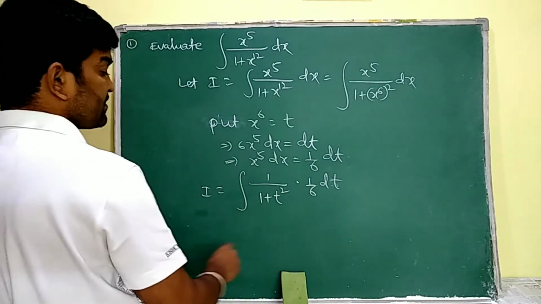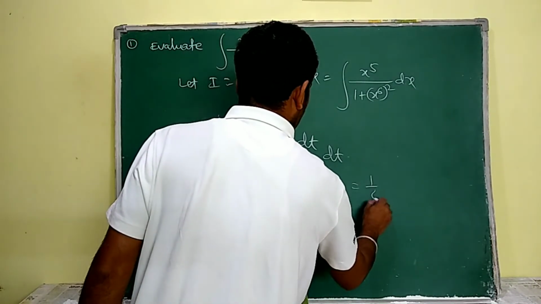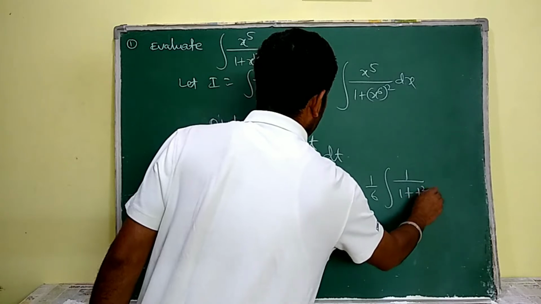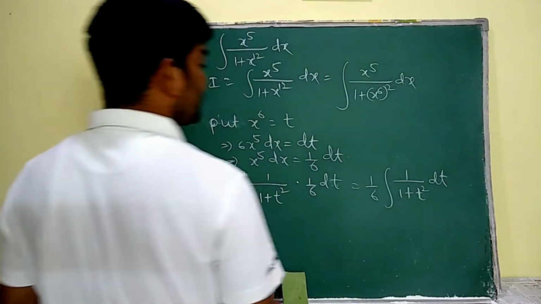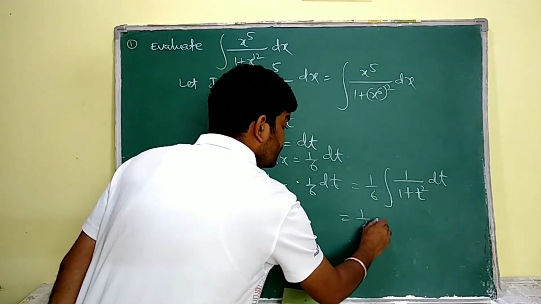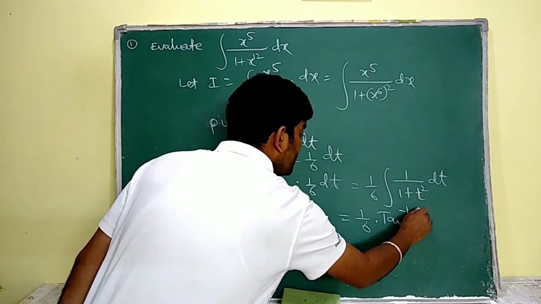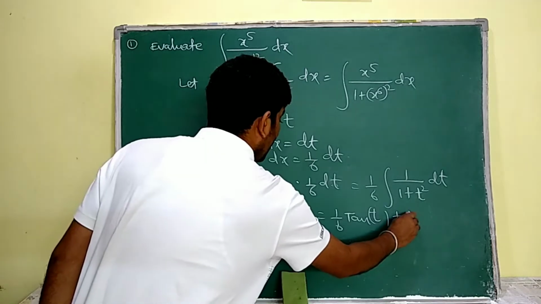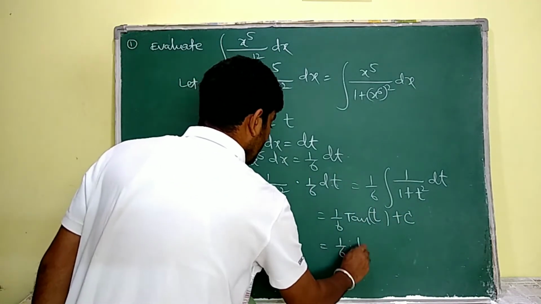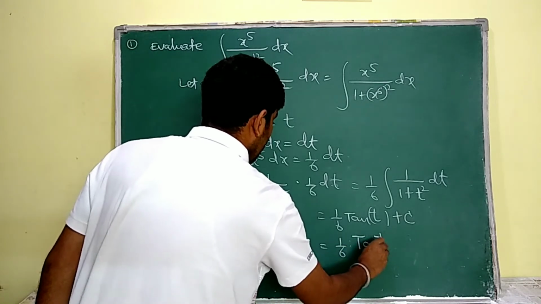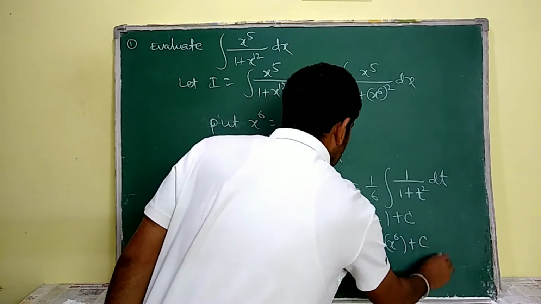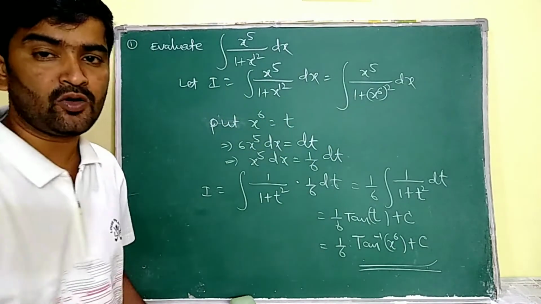Here this 1 by 6 comes out. Why? Because it is a constant number. 1 by 6 into integral 1 by 1 plus t square dt. We know integral 1 by 1 plus t square is tan inverse t, so it is 1 by 6 into tan inverse t. Again we are going to resubstitute the t here. Okay, 1 by 6 into tan inverse t means what ma? tan inverse x power of 6 plus c. This is our answer. I hope you understand.